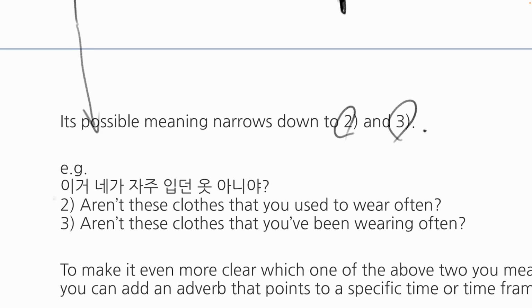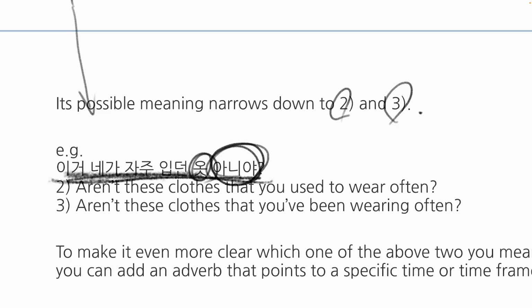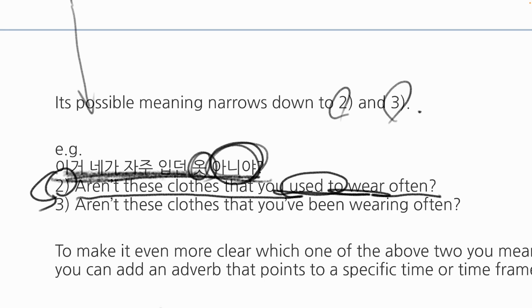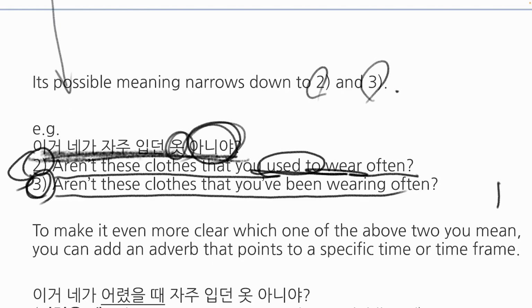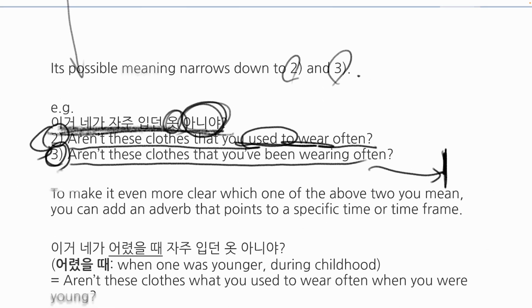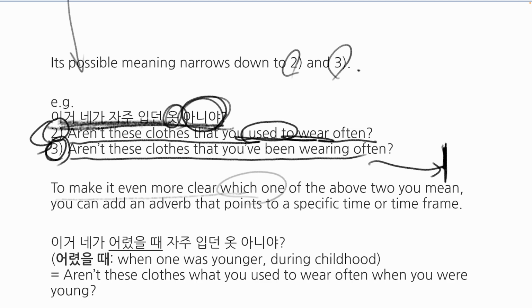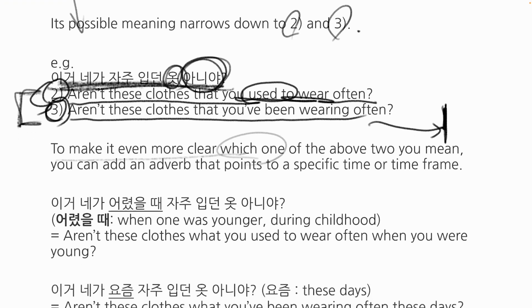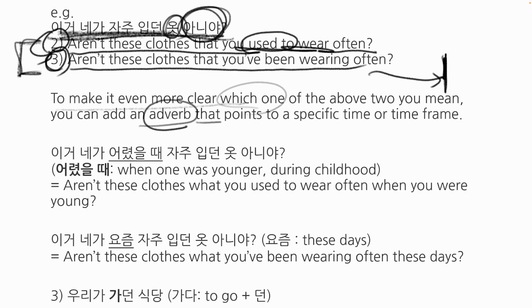So 이거 네가 자주 입던 옷 아니야? Isn't it? Like, aren't these the clothes that you wore often? So this could have 2 meanings. Number 2, aren't these clothes that you used to wear regularly often? Or number 3, aren't these clothes that you have been wearing often up until this point? And to make it even more clear which one of the above 2 you mean, you can add an adverb that points to a specific time or time frame.